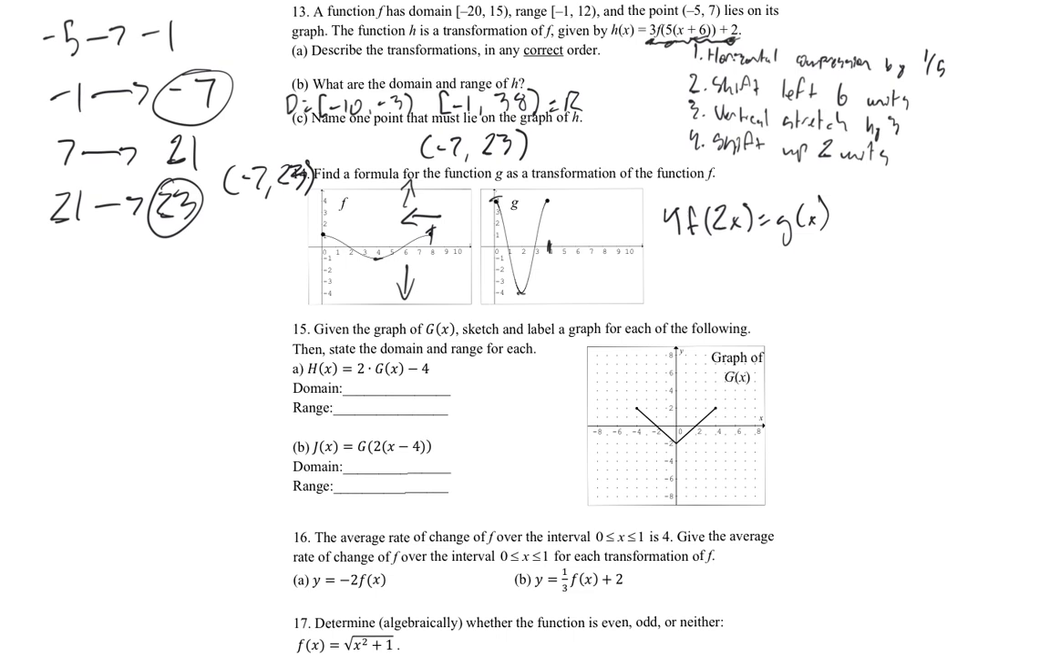All right, given the graph of g of x, sketch and label a graph for each of the following and state the domain and range. So here we have 2 times g of x minus 4. Well, this 2 is a vertical stretch, so I'm just going to write some points. This is a vertical stretch of 2, so 2 times 2 is 4, so these get extended. Negative 2 times 2 is 4, so that gets extended also.